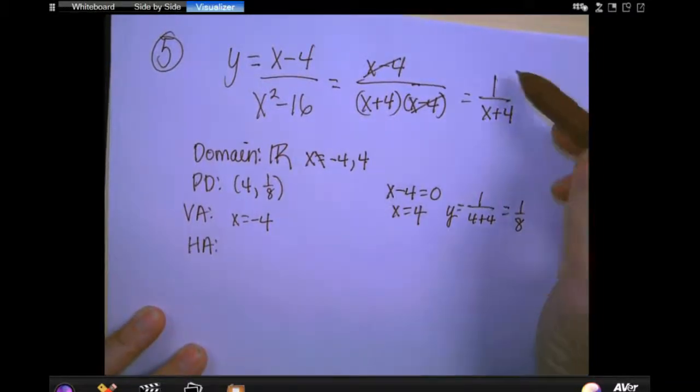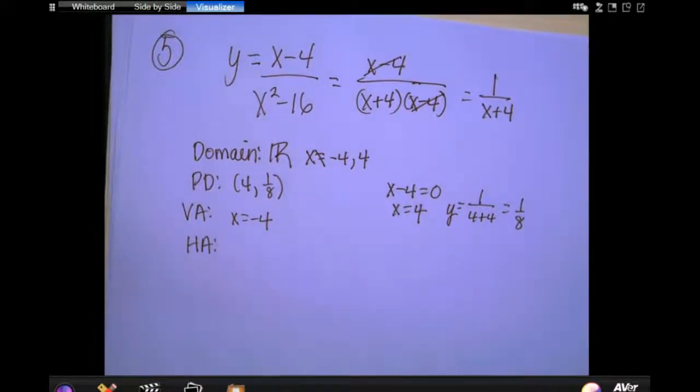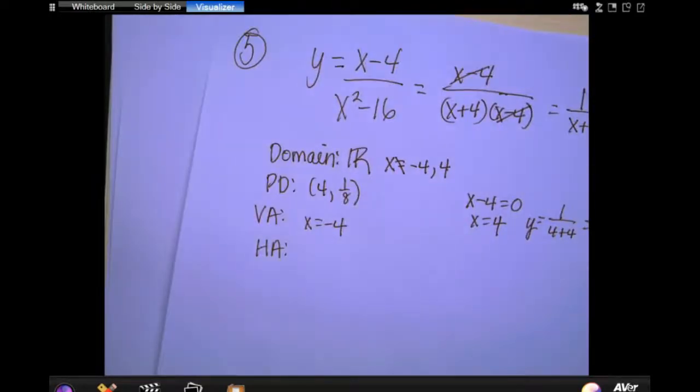Is there an x on top? Nope. So there's only an x on bottom, which makes this bottom heavy. If it's bottom heavy, what is the answer? Are you guys guessing? Are you looking? Bottom heavy is 0.